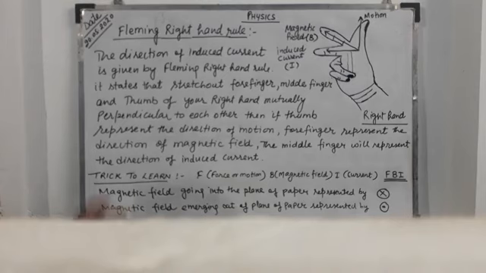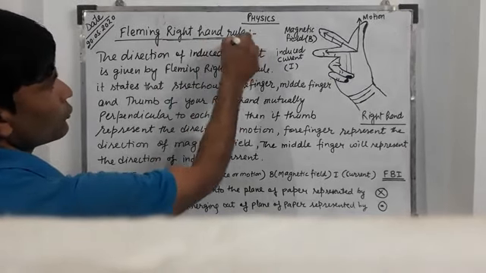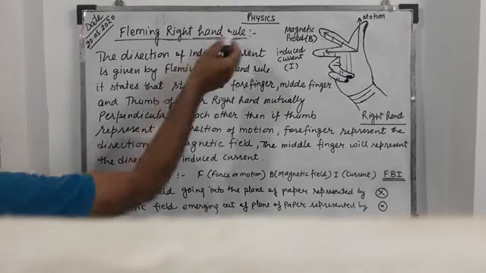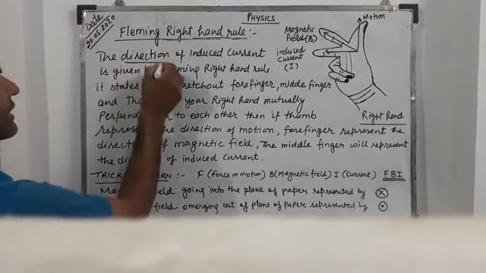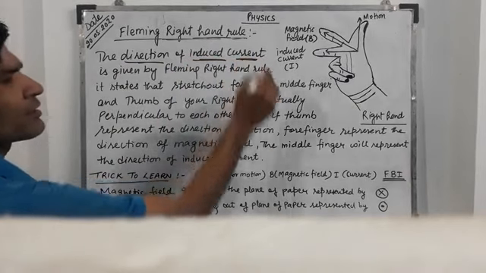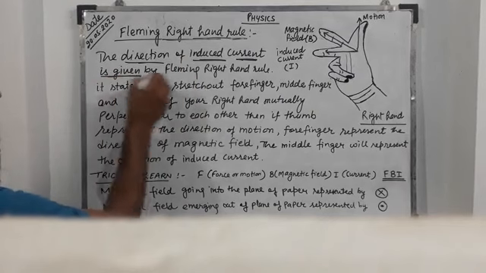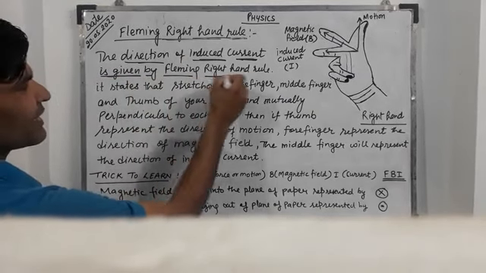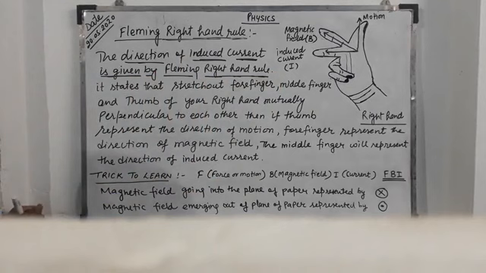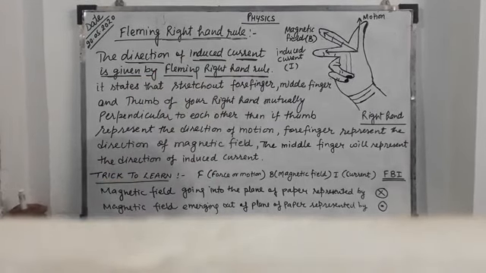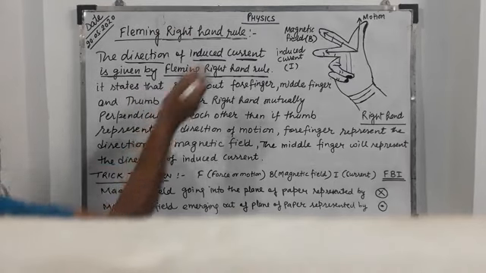Now the Fleming right hand rule. Where do we use this right hand rule? The direction of induced current is given by Fleming's right hand rule. We use the right hand rule to find the direction of induced current. Then what is the right hand rule?